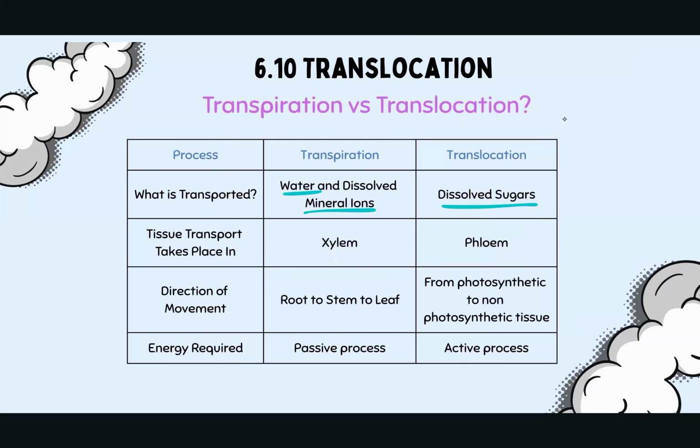In transpiration, the transport happens in the xylem in one direction. In translocation, it happens in the phloem in multiple directions. It can go to any stem, any leaf, anywhere. In transpiration, the water goes from the roots to the stem to the leaf. In other words, upwards. It goes up.